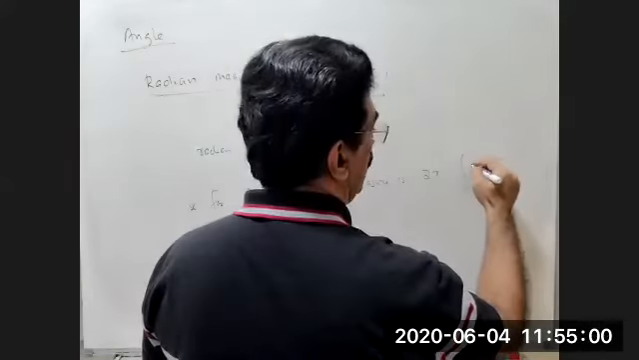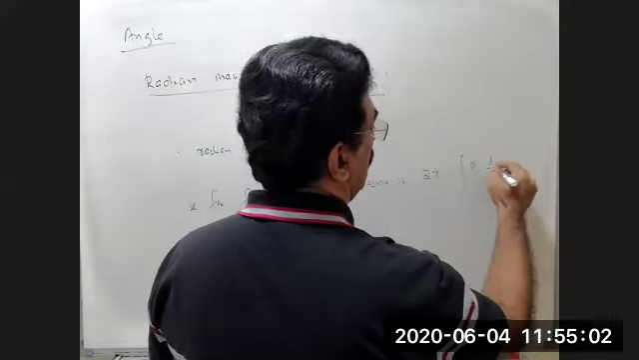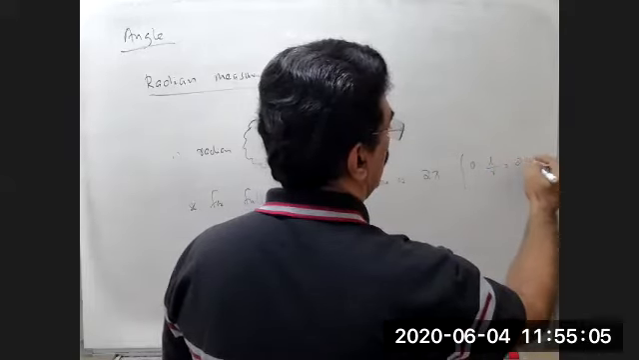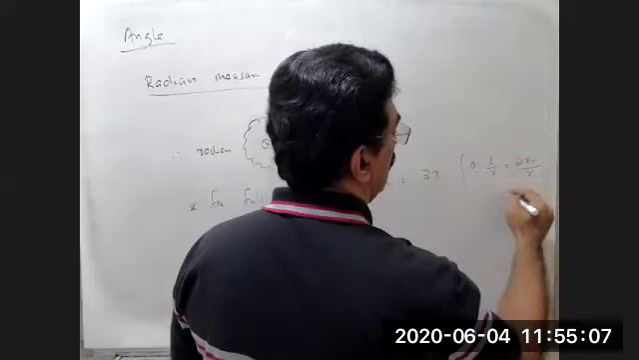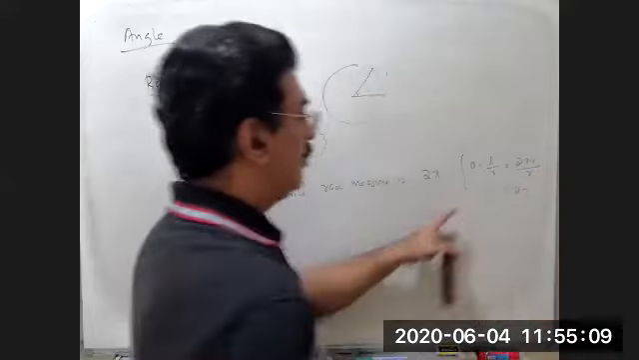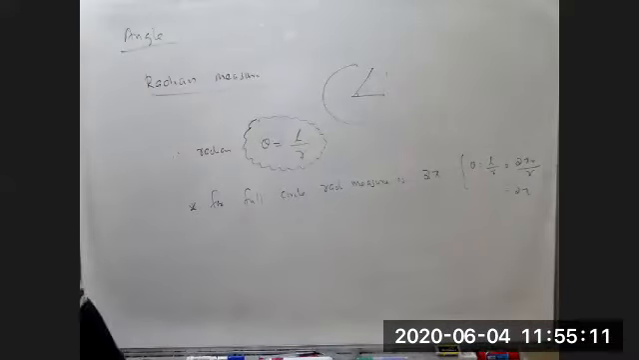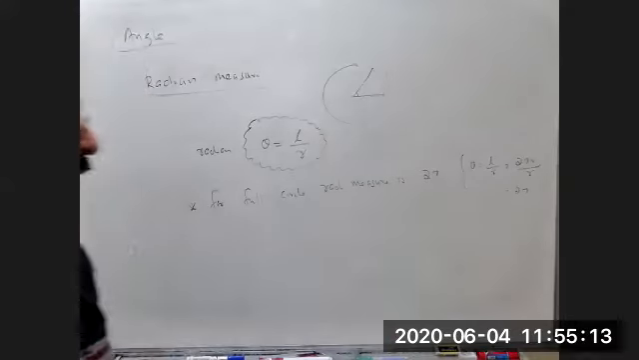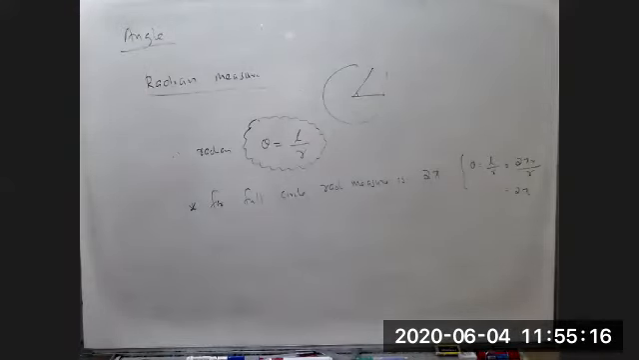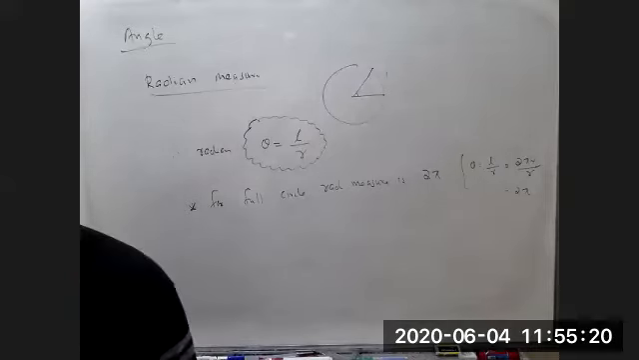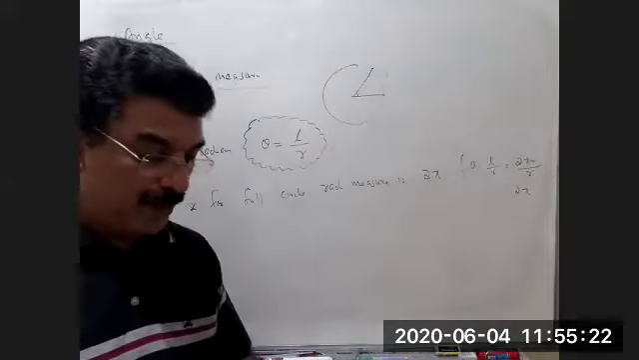Why is it 2 pi? Because we know theta is L by R, which becomes 2 pi R by R, that is 2 pi. For the full circle, the radian measure is 2 pi.